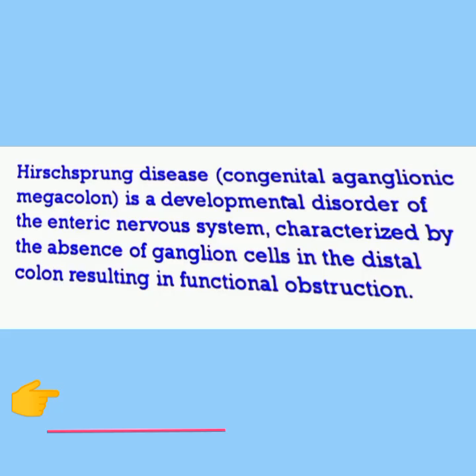This Hirschsprung disease is also known as congenital aganglionic megacolon. It is a developmental disorder of the enteric nervous system. So it is affecting the intestine, characterized by absence of ganglion cells in the distal colon, resulting in functional obstruction. So because of this the baby is unable to pass the motion, that is known as Hirschsprung disease.